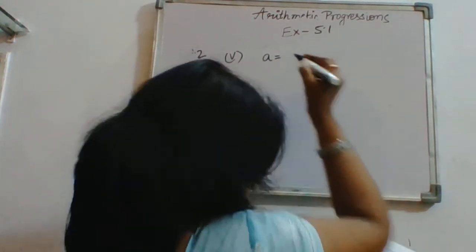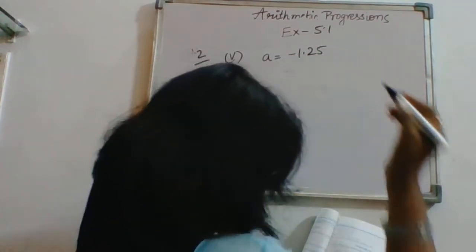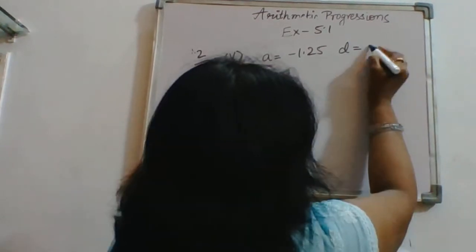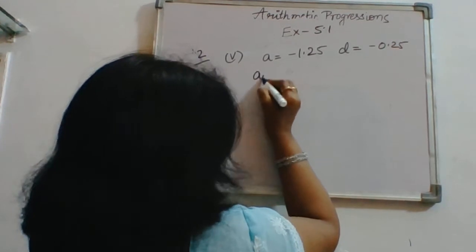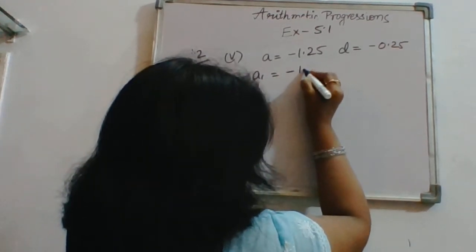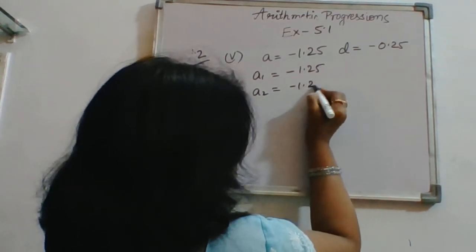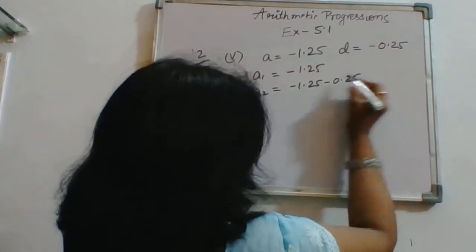The fifth part, A is given as minus 1.25 and D is minus 0.25. Okay, so A1, the first term, will be minus 1.25 only. The second term will be minus 1.25, in this you have to add minus 0.25. So it will be how much?